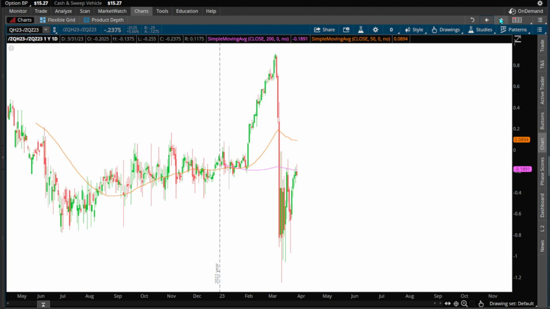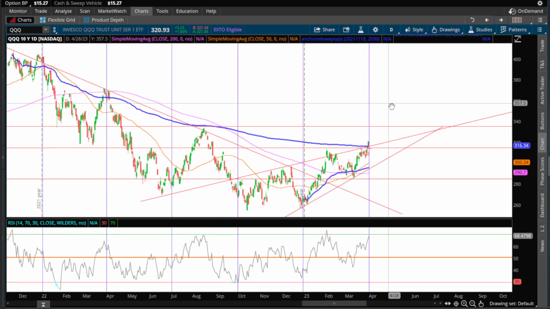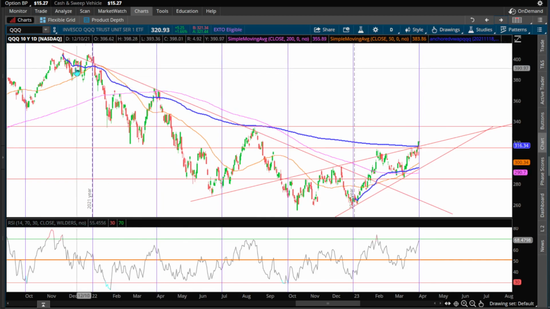So moving on, we're going to look at the Qs. Now I got a lot going on here, so let me just explain the more recent price action. We have this anchored VWAP that's anchored all the way to the top, and this anchored VWAP that's anchored to the bottom. You guys can see that we just broke out of this higher anchored VWAP right here. It's right at 316.34. Also do note that this anchored VWAP is lining up with the top of this resistance trend line right here.